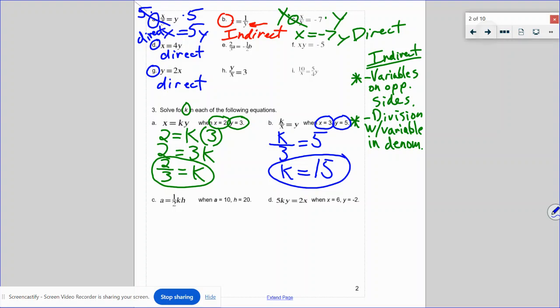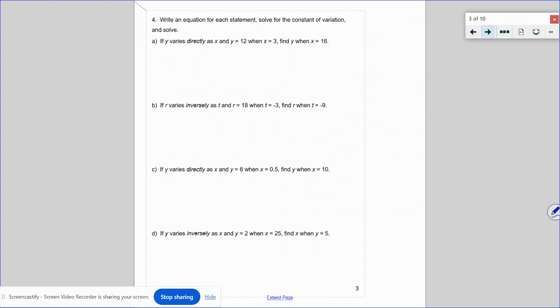Okay, if we look at our next page here, number 4, we're going to write an equation for each statement, solve for the constant of variation, and then solve the actual problem itself. Okay? So we've got to pay attention whether it's directly or inversely related. If y, let's write that first, let's just go in order, varies directly, our first variable would be on one side. If it's directly, it's going to be a multiplication. So it varies directly as x, meaning I'm going to be multiplying k by x.